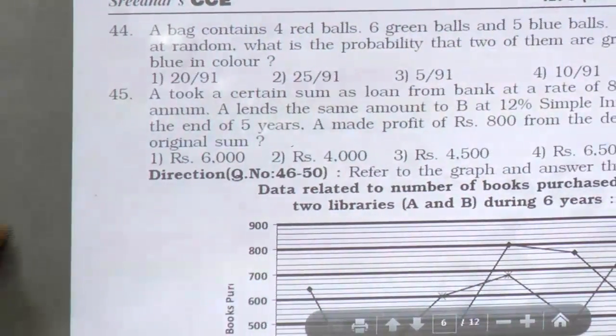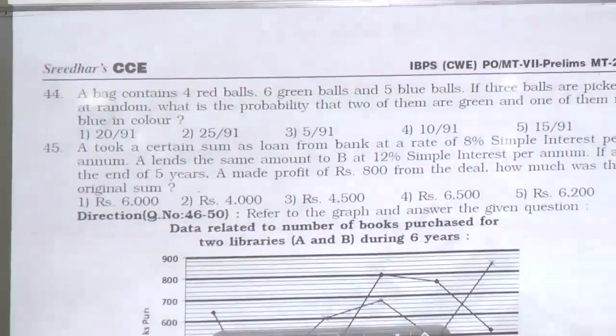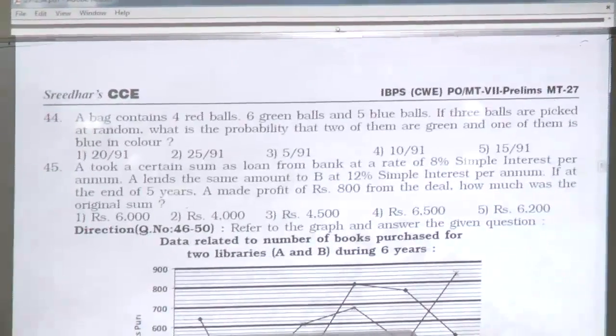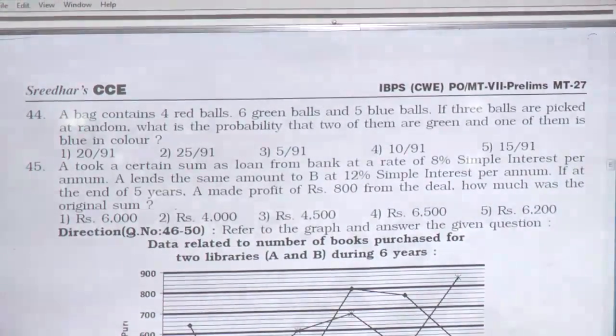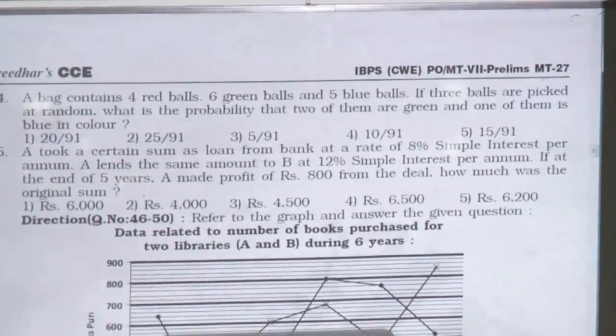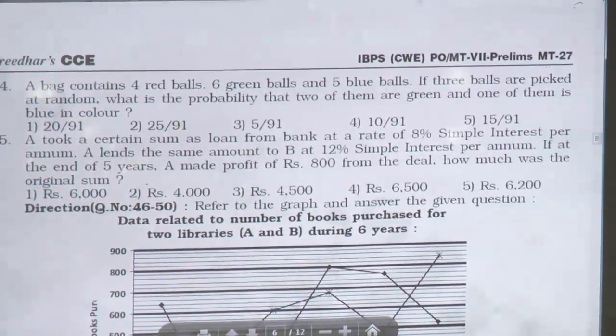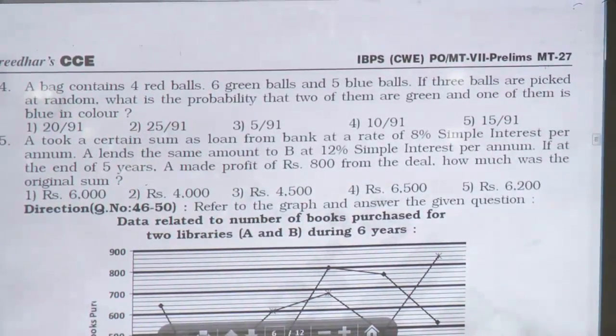45. A took a certain sum as a loan from a bank at the rate of 8% simple interest, and A lends the same amount to B at 12% simple interest per annum. If at the end of 5 years, A made a profit of 800 from the deal, what is the original sum?